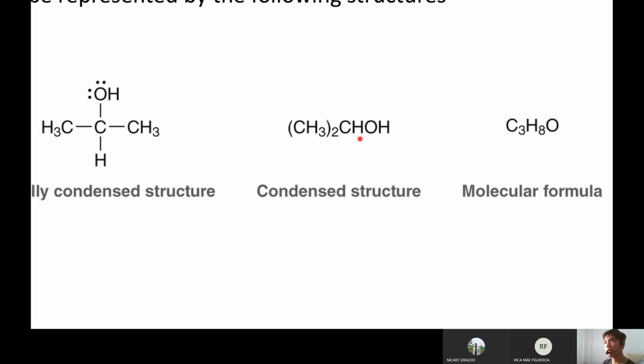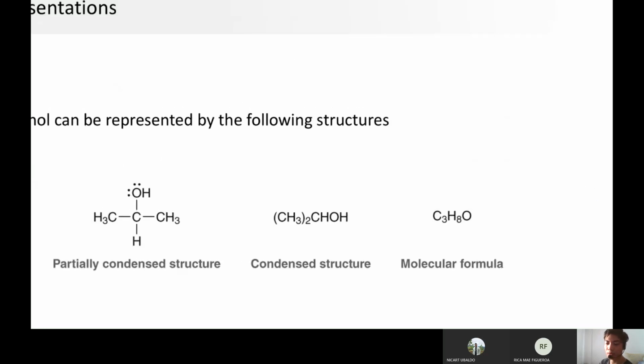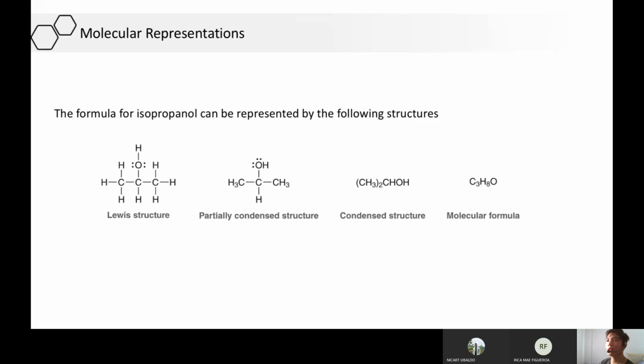Then the rest, CH3OH, they are just bonded as is. Okay, so that's the idea with the condensed structure. And the molecular formula is this. This is the typical formula. As you can see, we will have no idea about the structure itself. We don't know where the atoms are supposed to be bonded. So that means it is too simple. But that is what molecular representations look like in organic chemistry.